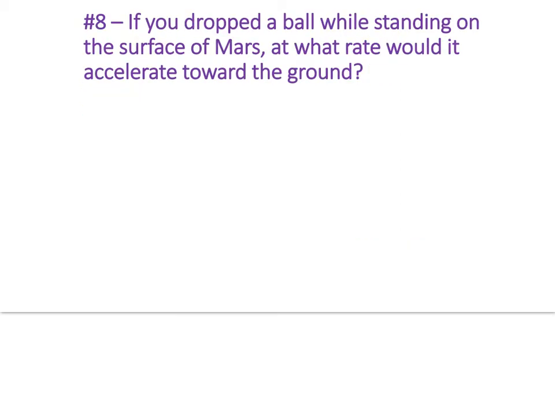Question number 8. If you dropped a ball while standing on the surface of Mars, at what rate would it accelerate toward the ground? Now here's where you have to remember a little bit about what we've done before. Force of weight equals mass times gravity. Force in general is a mass times acceleration. And remember, when we use 9.8 or 10 meters per second to describe gravity, what we're really saying is 10 meters per second squared is the acceleration because of gravity. It's going toward the ground at that rate because gravity is pulling it.